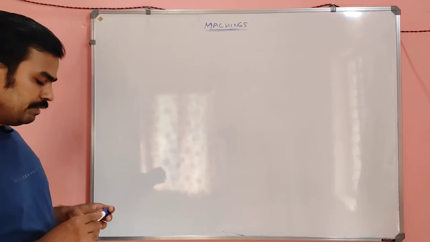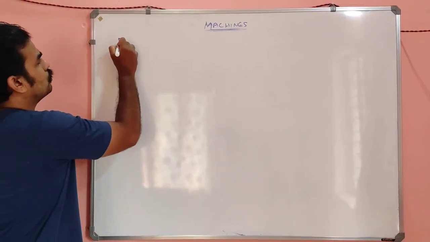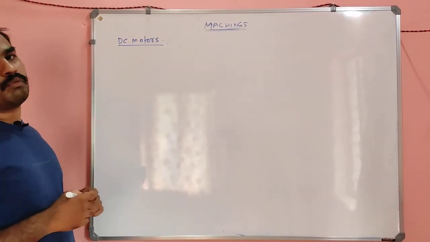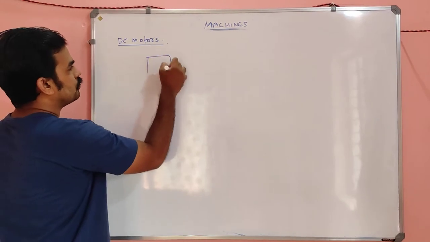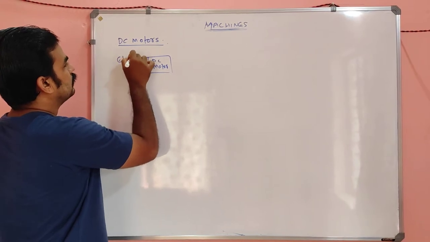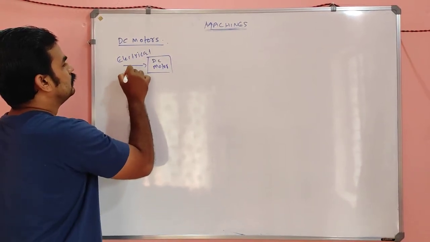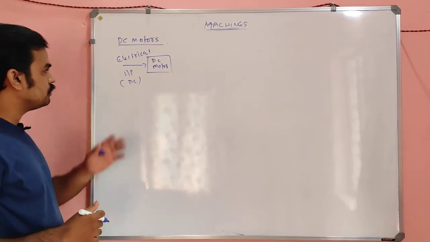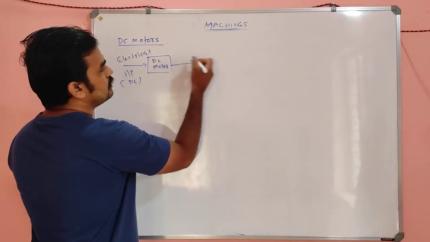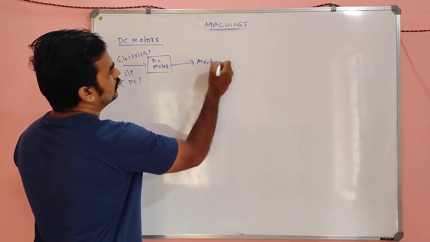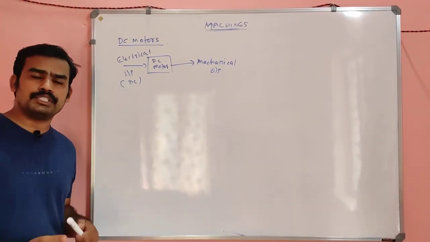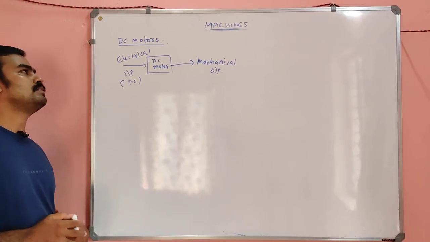So now today we are going to deal with DC motors. In a DC motor, what we are doing is giving electrical input, correct? That too DC in nature. This DC electrical input is given to the DC motor, and this motor will give the mechanical output. Simply, the conversion of electrical energy to mechanical energy is called the motor, correct? So this is called the DC motor.